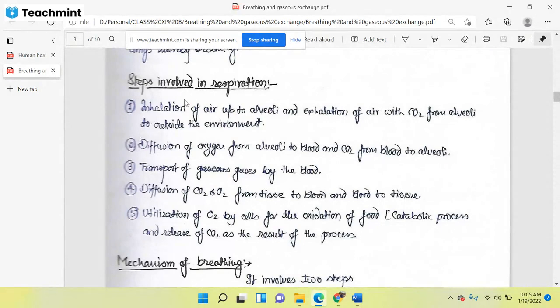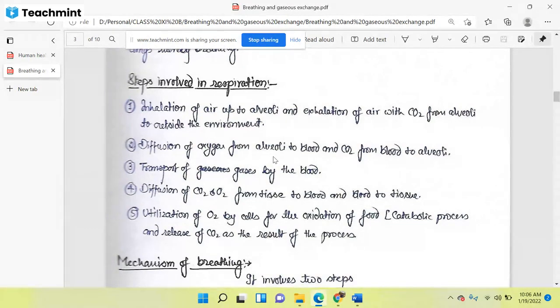Now the second step: diffusion of oxygen from alveoli to blood and carbon dioxide from blood to alveoli. What happens when air enters the alveoli? Along with the air, some amount of oxygen is there. I told you that blood vessels are there along with the alveoli. Those blood vessels have blood, the blood has RBC, and RBC has hemoglobin. Hemoglobin traps oxygen. So the hemoglobin in the alveoli will trap the oxygen and transport it.